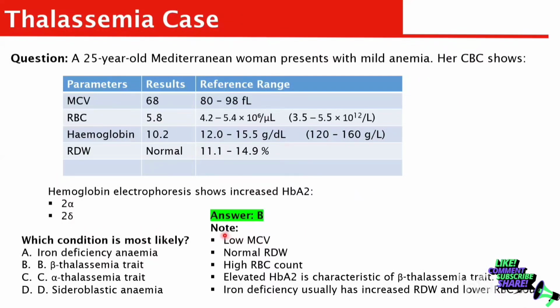Now before we can answer the question, which I believe you should actually know the answer to by now, I want you to note that we are looking at whether it is iron deficiency or thalassemia. So I want you to note this: low MCV, then normal RDW. I want you to note these two, the low MCV and normal RDW. Note as well the high RBC count. Just know that. Now when you have elevated hemoglobin A2, it is characteristic of what?